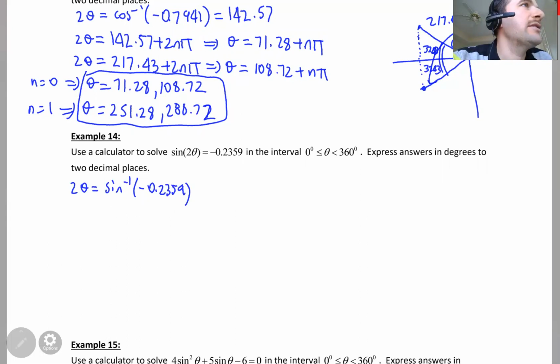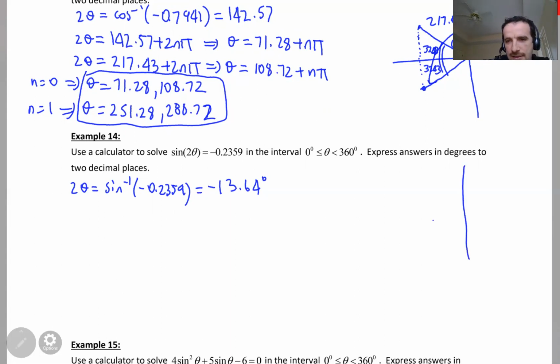You don't see my calculator, but I'm writing down sine inverse of negative 0.2359, which is equal to negative 13.64. Of course, this is in degrees. So one angle is here.